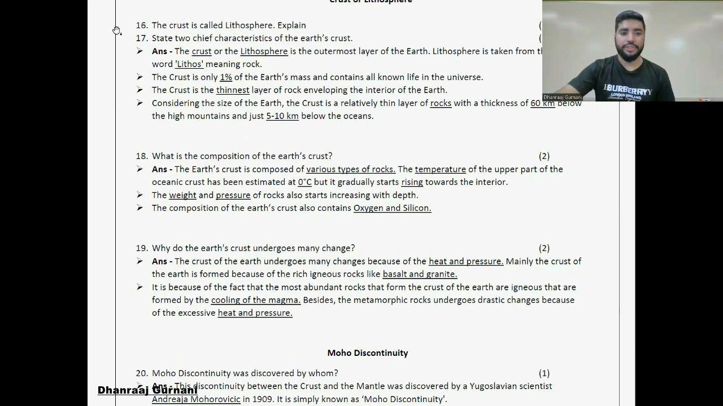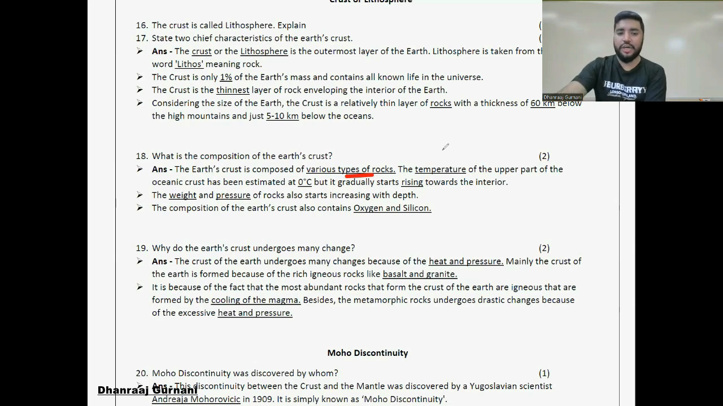Moving to the composition of the Earth's crust. Three points. The Earth's crust is composed of various types of rocks. The temperature of the upper part of the oceanic crust has been estimated at 0 degrees Celsius, but it gradually starts rising as you go towards the interior. So the first point says the Earth's crust is made up of various types of rocks. You're going to study types of rocks in the next 2 chapters as well.